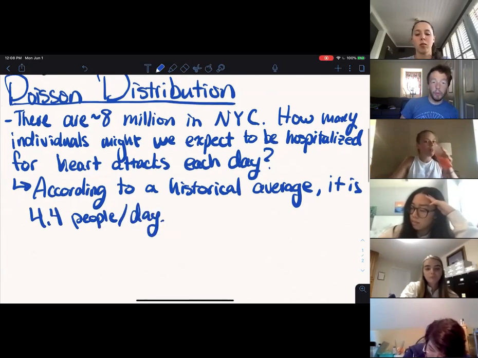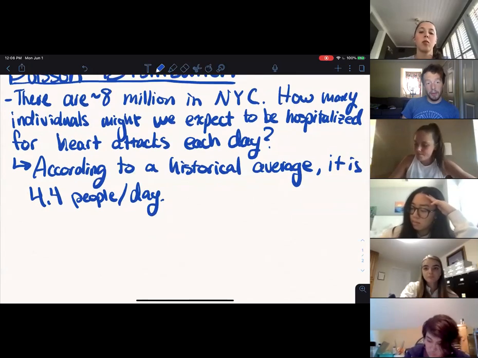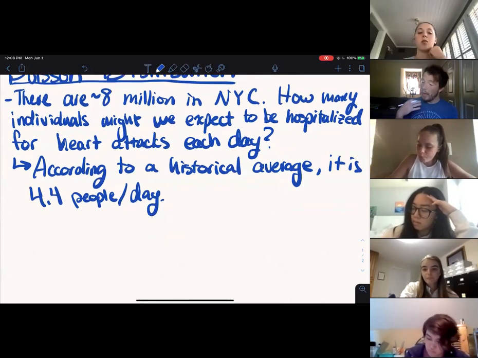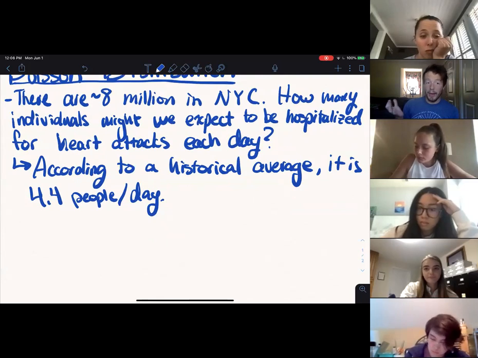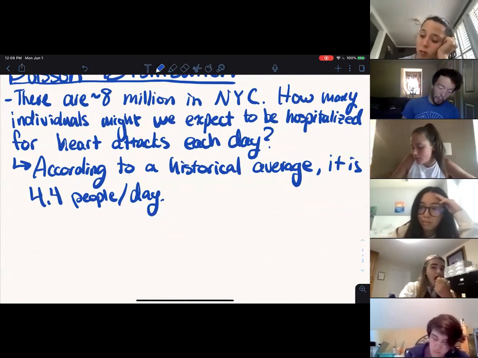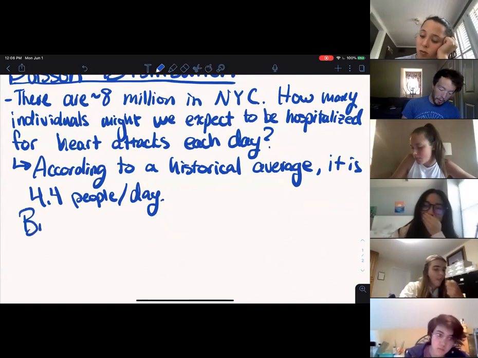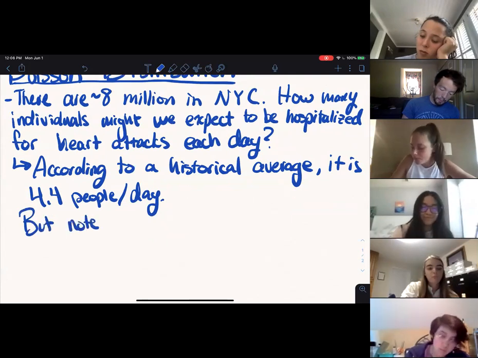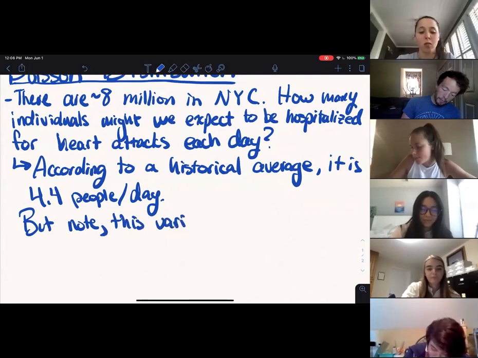If I were to look over a number of years at the number of people each day, I would say that over the long term, it averages out to be 4.4 people a day. But this can still vary day to day.